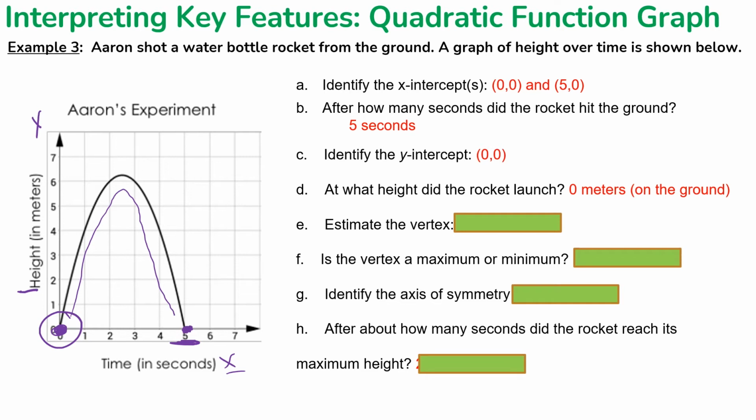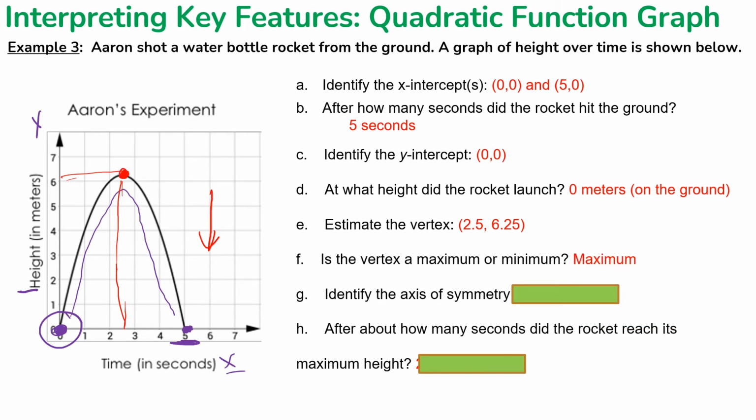The next one says estimate the vertex. Remember the vertex is the highest or the lowest point on the graph, so that would be here. That would be about (2.5, 6.25), right here. So estimating here, we're not exact. The next one says, is the vertex a maximum or a minimum? The graph goes down, so this is the highest point on the graph, so that would be a maximum.